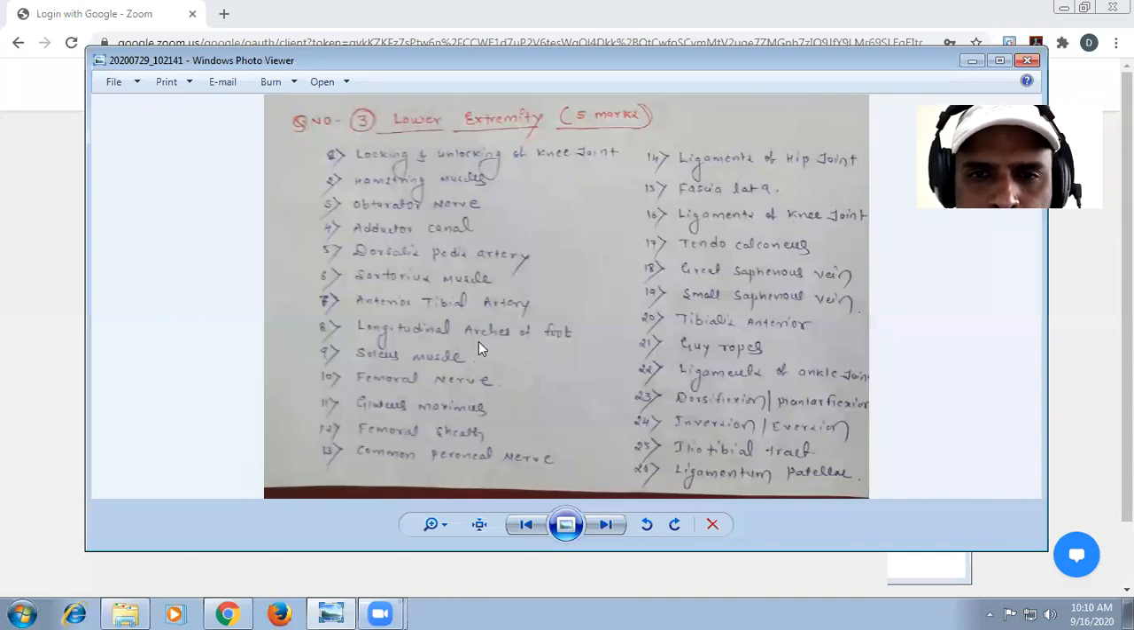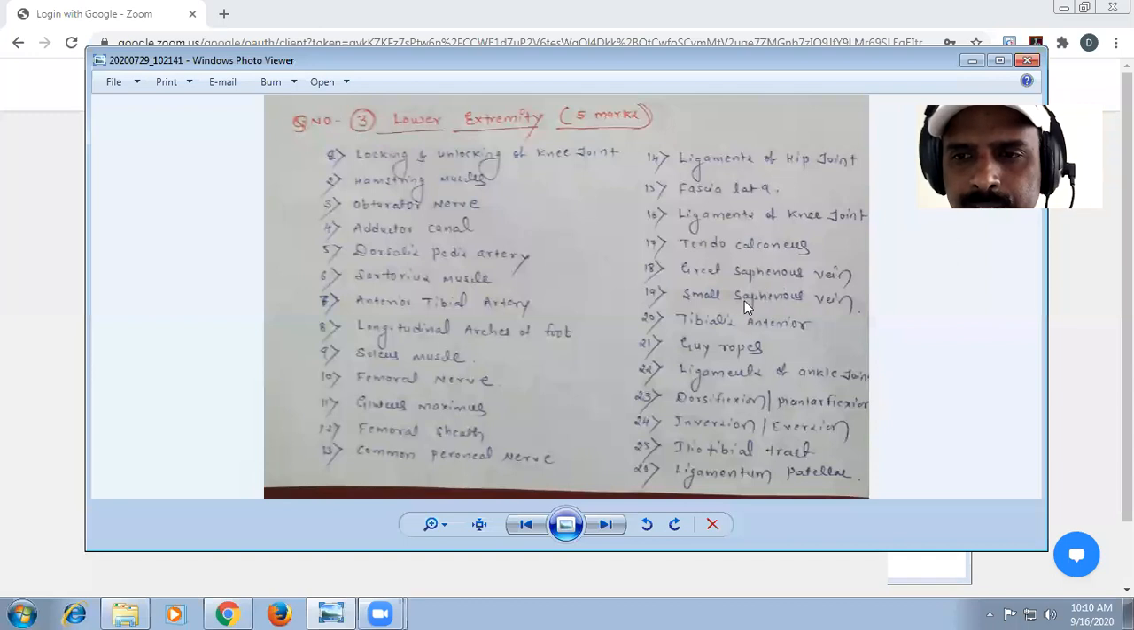Soleus muscle, longitudinal arch, anterior tibial arch, femoral nerve, gluteus maximus, femoral sheath, ligaments of hip joint. If it is asked for 10 marks, you have to write in more detail. And if it is asked for 5 marks, you write a little about the 5 marks weightage. One page you can write, 1.5 pages, 2 pages, more than 2 pages for the 10 marks.